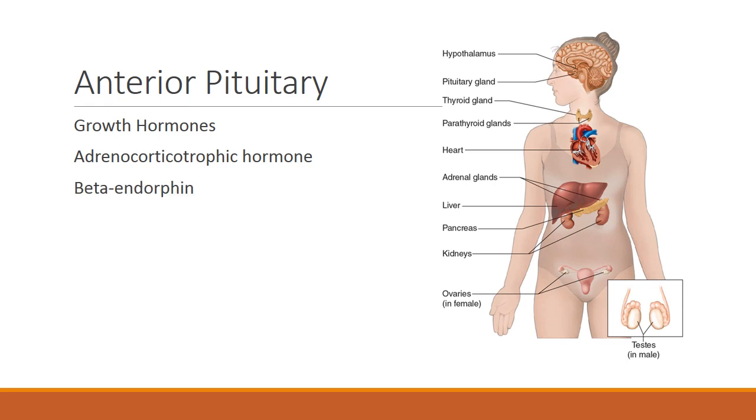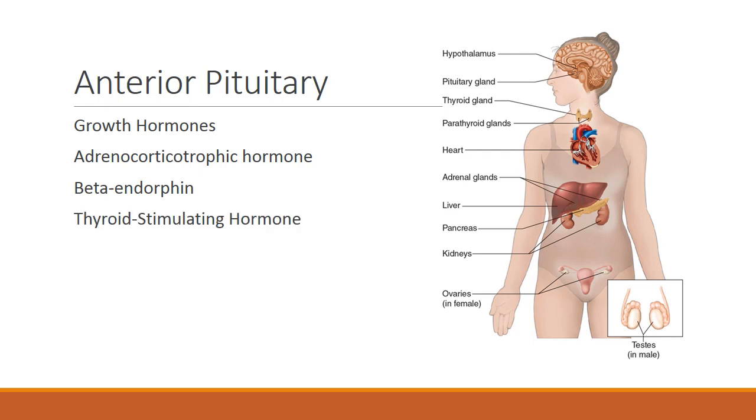Beta endorphins stimulate analgesia, and analgesia is just pain relief. For instance, when people get injured, it's the body's way to try and control pain. And in rehabilitation, certain modalities are used to help alleviate pain by stimulating the release of this in the body.